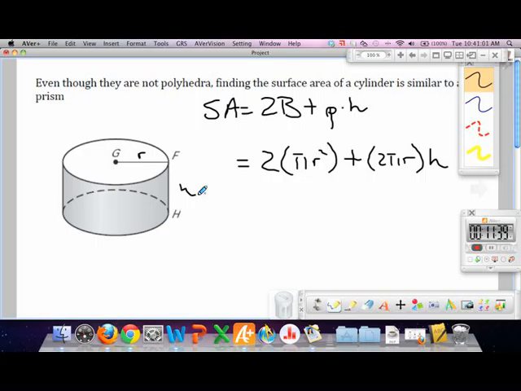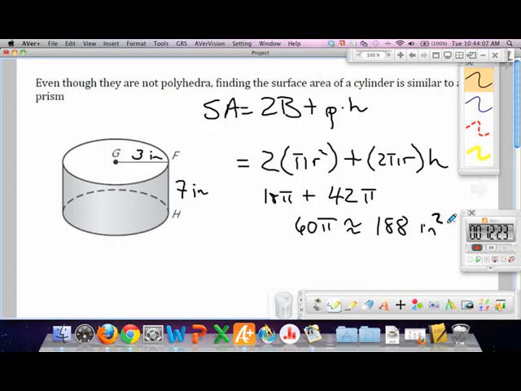Let's just as a quick exercise add some numbers and come up with something. Let's say the radius of this circle is 3 inches, and the height is 7 inches. Please calculate the surface area of this cylinder. So our surface area is about 188 square inches. Okay.